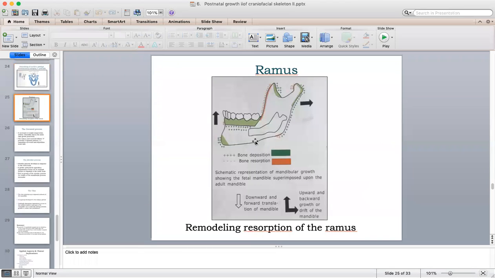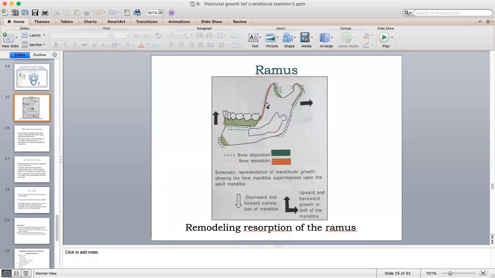Now next is the ramus. The growth of the ramus is interesting because remodeling in the ramus is required so that it provides space for the eruption of the posterior teeth. Okay, so there is resorption in the anterior border of the ramus. If you look at the ramus, there is an anterior border, a posterior border, a superior part, and the angle. On the anterior surface there is resorption.